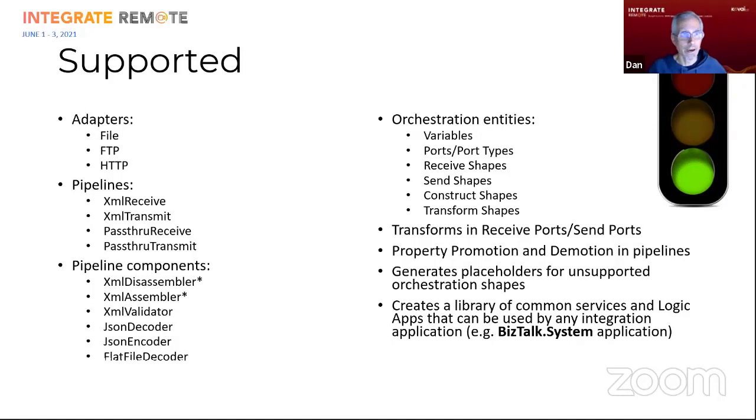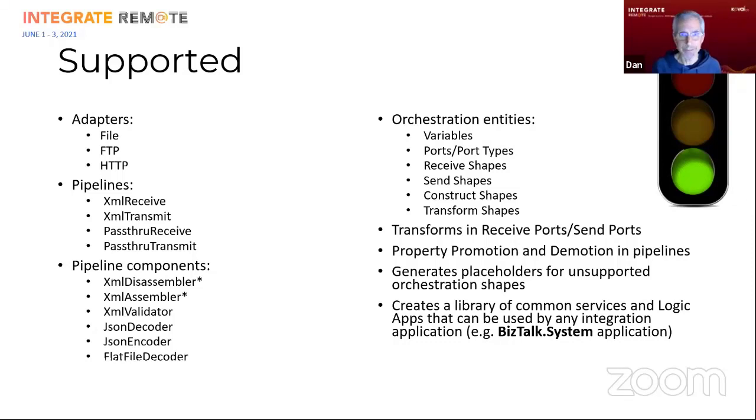What is supported are these three adapters: the file, FTP, and HTTP adapters. All four of the built-in pipelines are supported, and many of the pipeline components, the ones we use most often. With the disassembler and assembler, only the most common features are actually supported, not everything. For example, I don't think it does envelope handling yet.